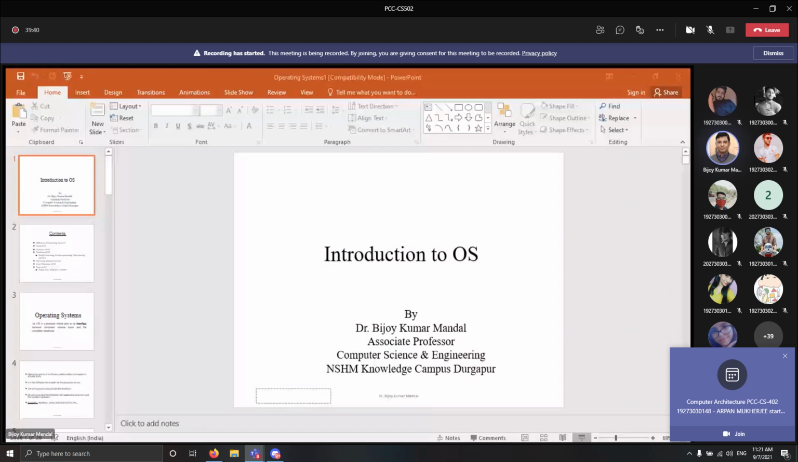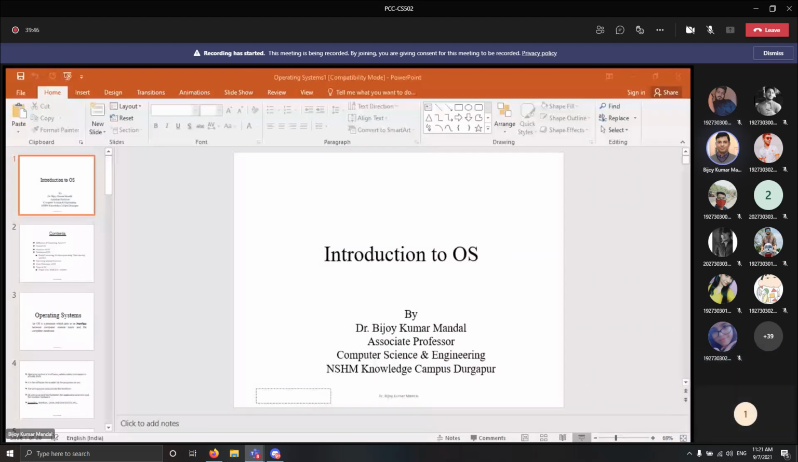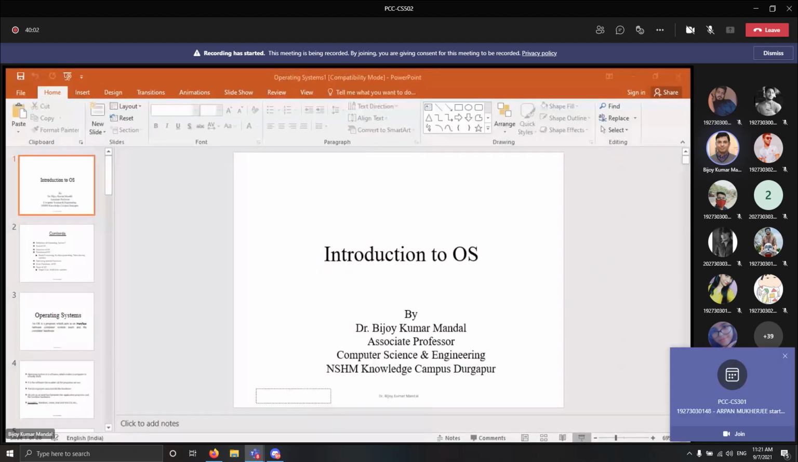The OS is the solver of the user's problem. When we write a program, we just give the data and we get the output in a very, very short time. It uses the computer hardware in an efficient manner, which means there is an important role of the operating system.